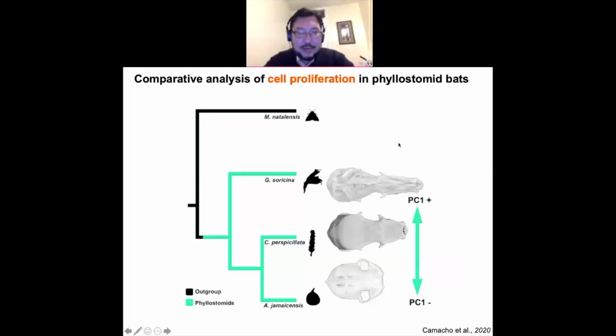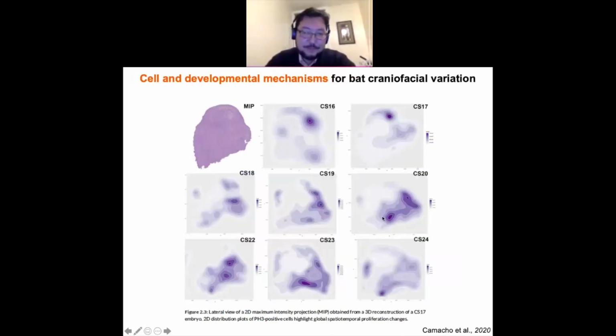And we wanted to compare the embryos from at least three different species: one which has a very long face, one which has a normal face and skull, and one which has a very, very short face. These are the skulls of the adults of the species that we subjected to this cellular analysis. And we also had an outgroup, a normal bat related to Trophilostomys.